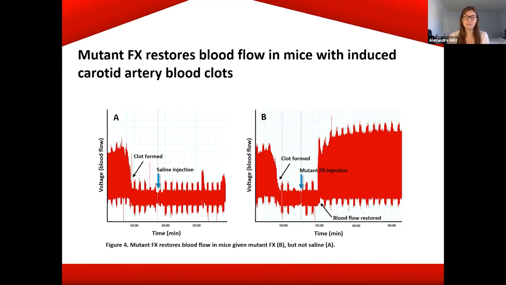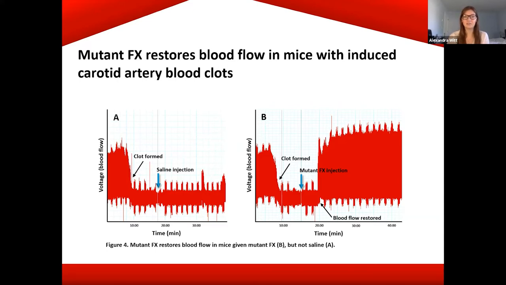In mouse models this week, we will be causing clot formation in the carotid artery and then treating the animals with either saline or a mutant factor 10. We expect our results to look similar to those with the gold standard TPA agent, Alteplase, which I'm showing here on the left. The amplitude in our graph decreases at 10 minutes when we cause clot formation, denoting low blood flow within the artery. When we give the mice a control saline injection on the left, blood flow stays low and the clot does not dissolve.